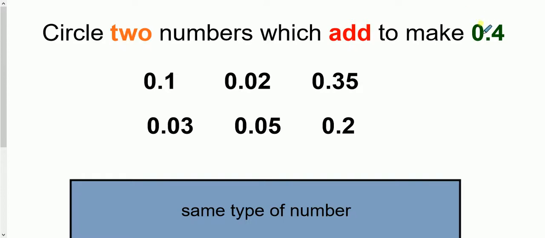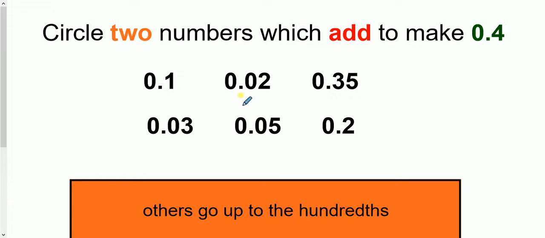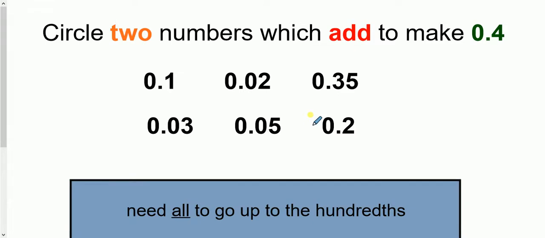First of all, we need them all to be the same type of number, including the target number. Now you might say, they're already all decimals, which is true. They all have a decimal point, they're all decimal numbers. But we need them all to be the same type of decimal number. This is the problem that we have. Some of these numbers go up to the tenths, like this one. There are other numbers which go up to the hundredths, like this one. We need them all to go up to the hundredths.